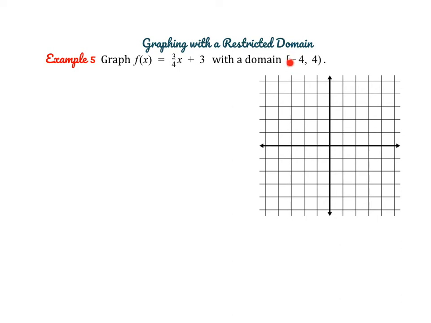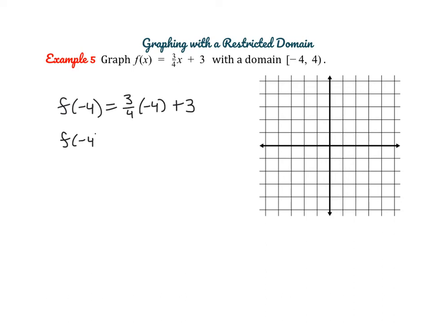So if I can find the point where x is negative 4 and the point where x is positive 4, we can really just connect those two dots and draw our line. So let's start by finding f of negative 4. We're going to evaluate the function. So I'm going to substitute negative 4 into my equation: 3 over 4 times negative 4 plus 3.